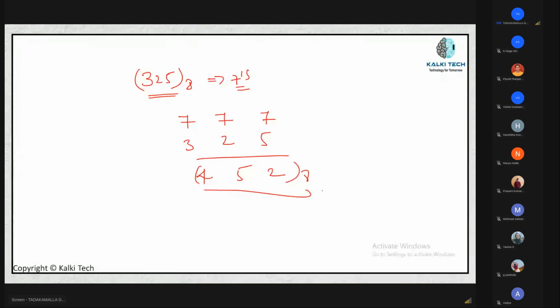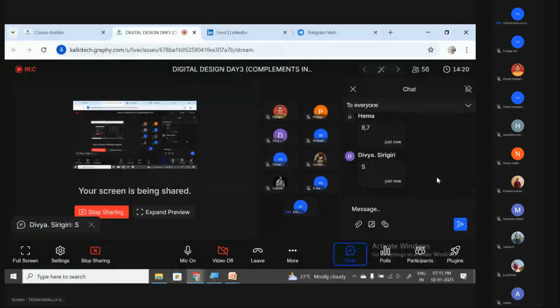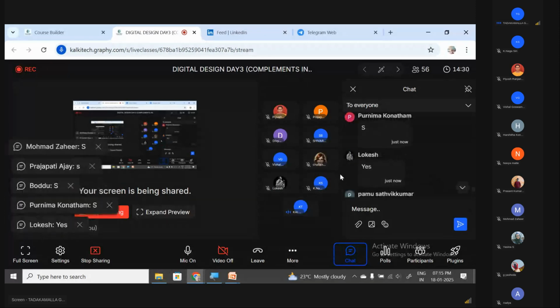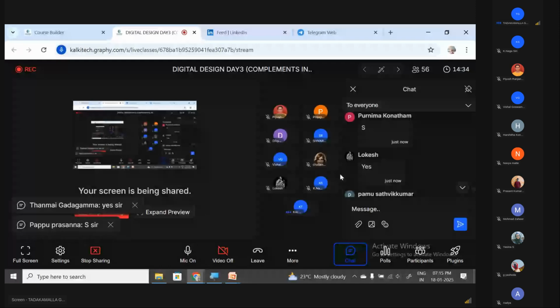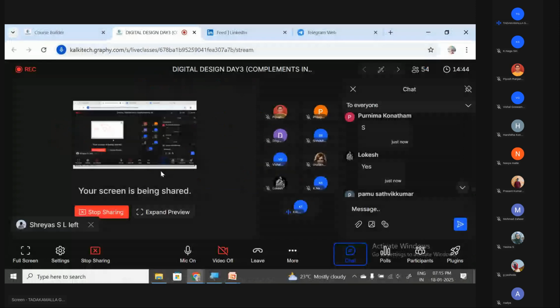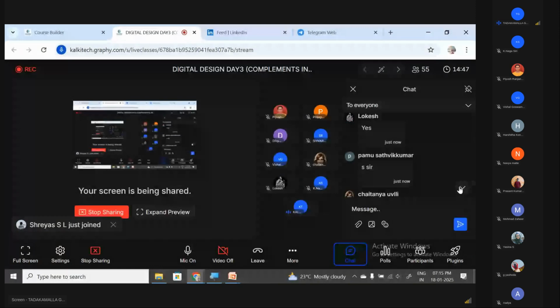Is it clear for everyone? Yes? So how to perform 7's complement, is it clear for everyone? Yes. Others, is it clear? Yes. So what is the 7's complement of 4 0 5 to the base 8? I think you can all do it, right? 4 0 5 to the base 8. Yes. Okay. Simple subtraction.